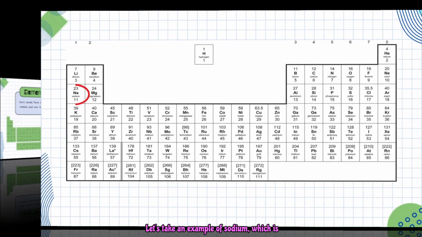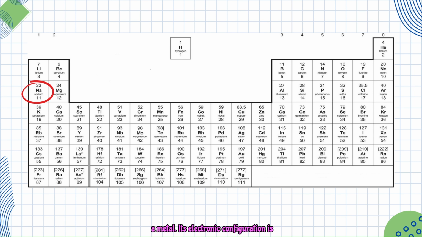Let's take an example of sodium, which is a metal. Its electronic configuration is 2, 8, 1, so it has one electron in its outermost shell. Now, sodium wants to be stable, and to do that, it needs to have a full outer electron shell. So, what does it do? It loses that one outermost electron. By losing an electron, sodium becomes a positive ion because it now has more protons than electrons.